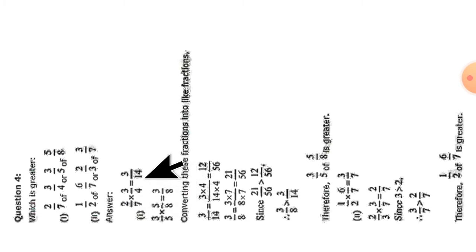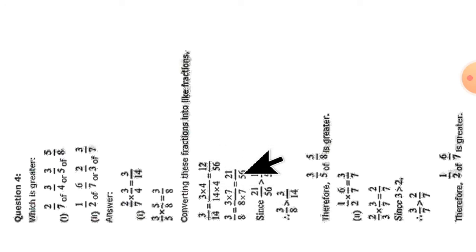Now here the denominators are different. So we have to convert it into fractions with the same denominators, that is like fractions. So 3 upon 14 and 3 upon 8. The LCM of 8 and 14 is 56. So multiply 14 into 4 is 56. So 3 also multiply by 4 equals 12 upon 56.